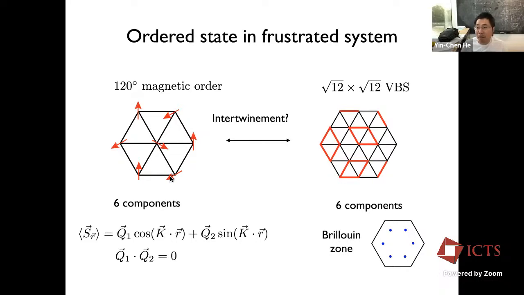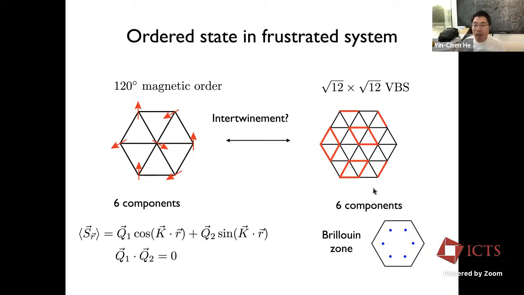Then let's just play the game that we played before, where we first ask what the order parameters are. For the magnetic order, for this non-collinear magnetic order, the order parameter will be 6-component. In other words, you can write down two orthogonal 3-component vectors, like here, to describe this magnetic order, right? And this valence bond solid order also has 6 components. You can easily convince yourself by looking at the ordering momentum of this valence bond solid. You will find it's located at 6 points in your Brillouin zone. That's why its order parameter is 6-component.